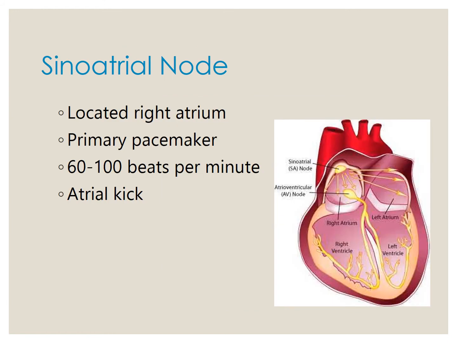So your sinoatrial node, or SA node. Again, this is located in the posterior wall of the right atrium. This is known as the primary pacemaker of the heart. It has the greatest automaticity that's located up in that SA node. It will normally fire at a rate of 60 to 100 beats per minute.